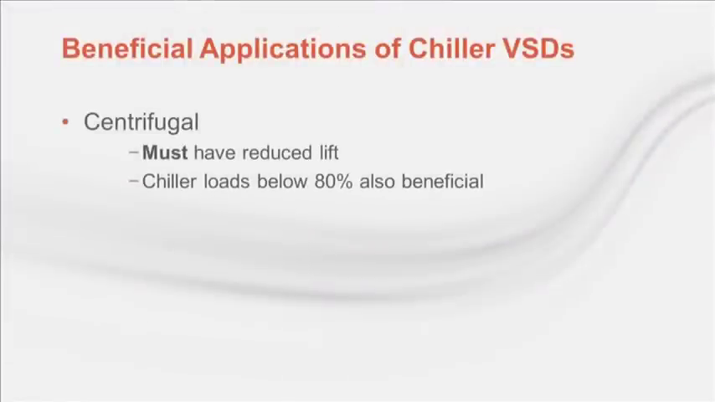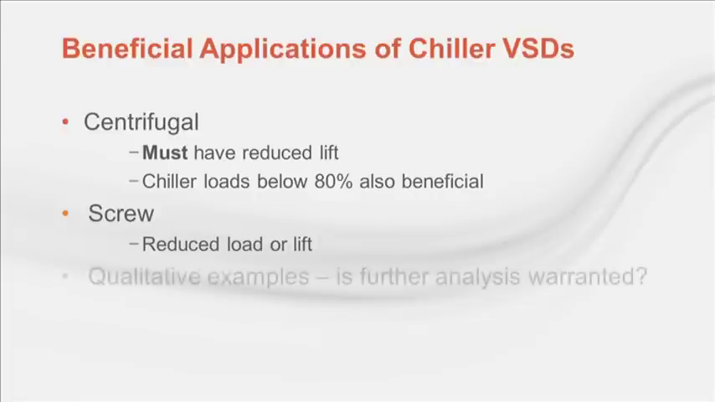So how can we benefit from the information just shared with us? For centrifugal chillers, seek conditions at which the chillers will operate with reduced lift. In addition, it will be even more beneficial if the variable speed chiller will be loaded below 80%. For screw chillers, look for applications when either load or lift are reduced. And if they're both reduced, it's even more beneficial. Now, does that mean that every screw chiller is a candidate for a VSD? That depends on the economics. So we'll also look at some evaluation tools.